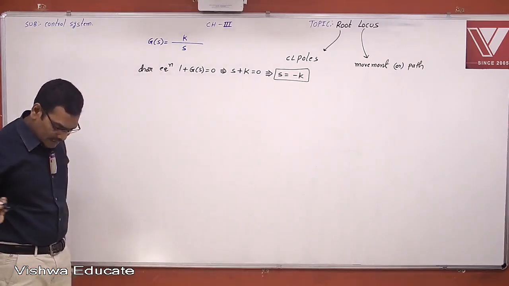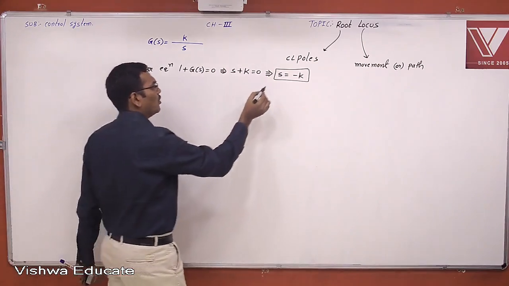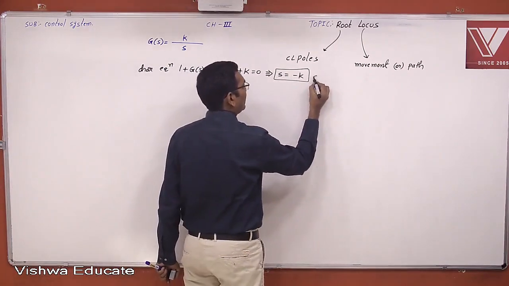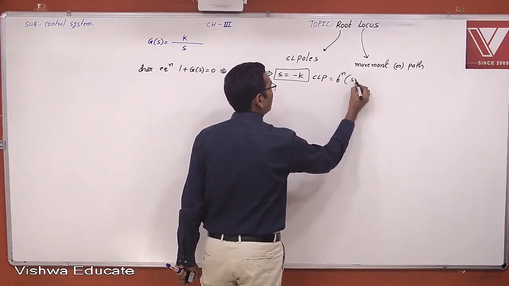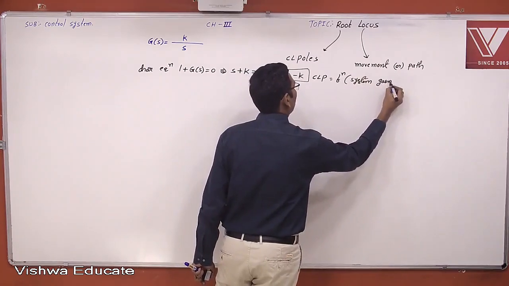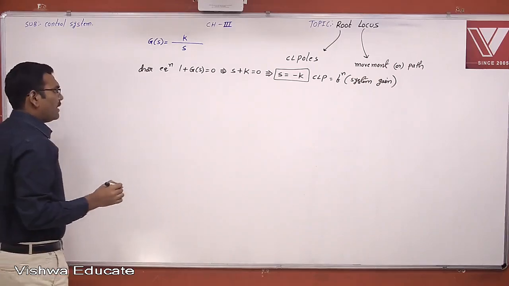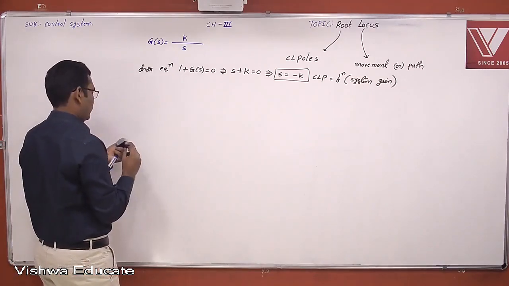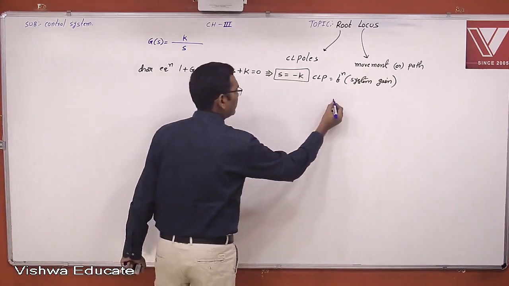Now, S plus K equals 0, so S equals minus K. This is the closed loop pole, which is a function of the system gain K. Now, when the system gain K changes, see here.